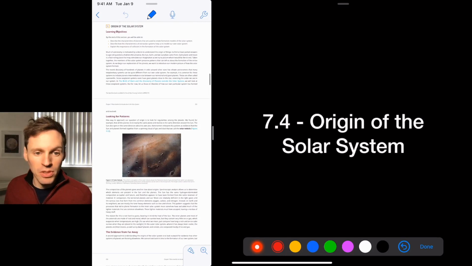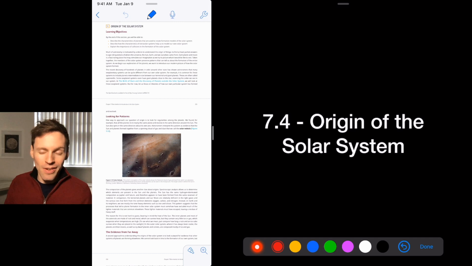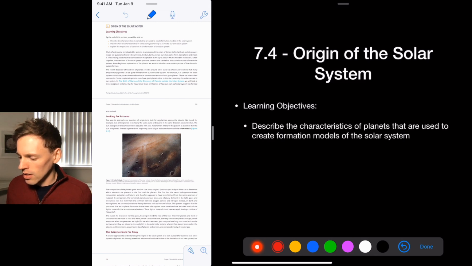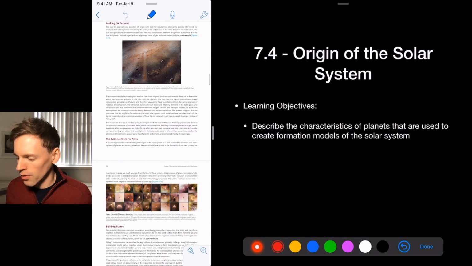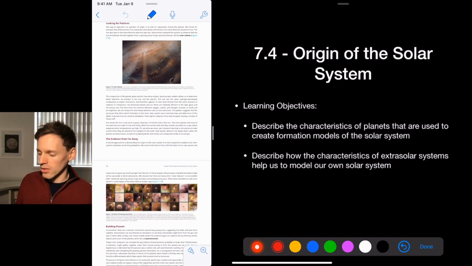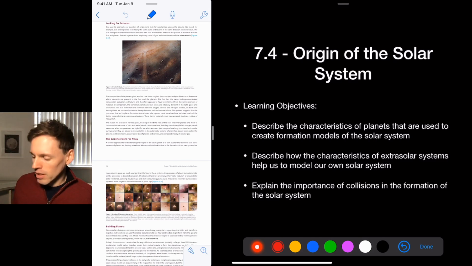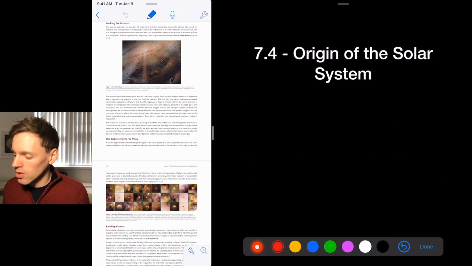So we can take samples from the moon, for example, do radioactive dating on there to estimate the age of the moon. So everything we find so far, all the evidence points to a solar system that's about 4.5 billion years old. Okay, so let's talk about the origin of the solar system. The goal here is to describe the characteristics of planets that are used to create formation models of the solar system, and then describe how the characteristics of extrasolar systems help us model our own system. Then explain the importance of collisions in the formation of the solar system.